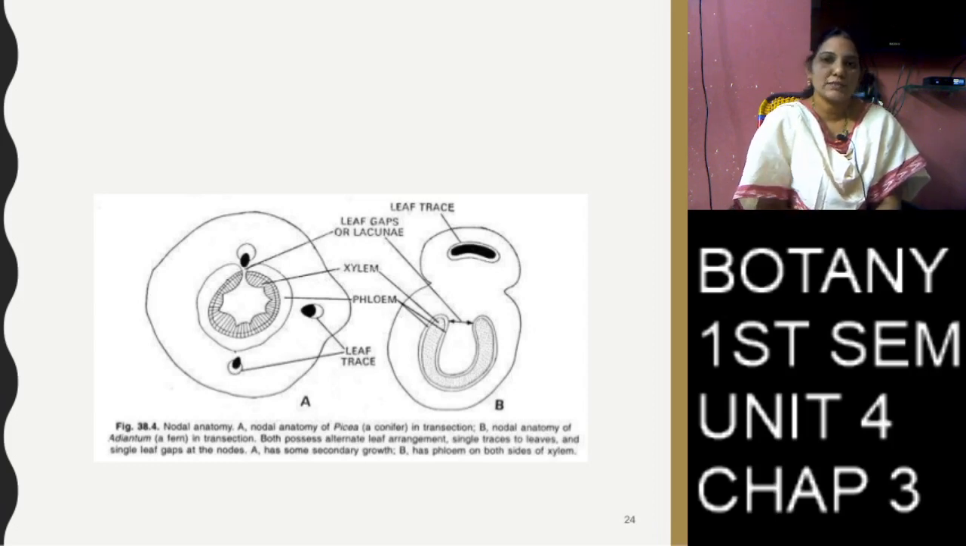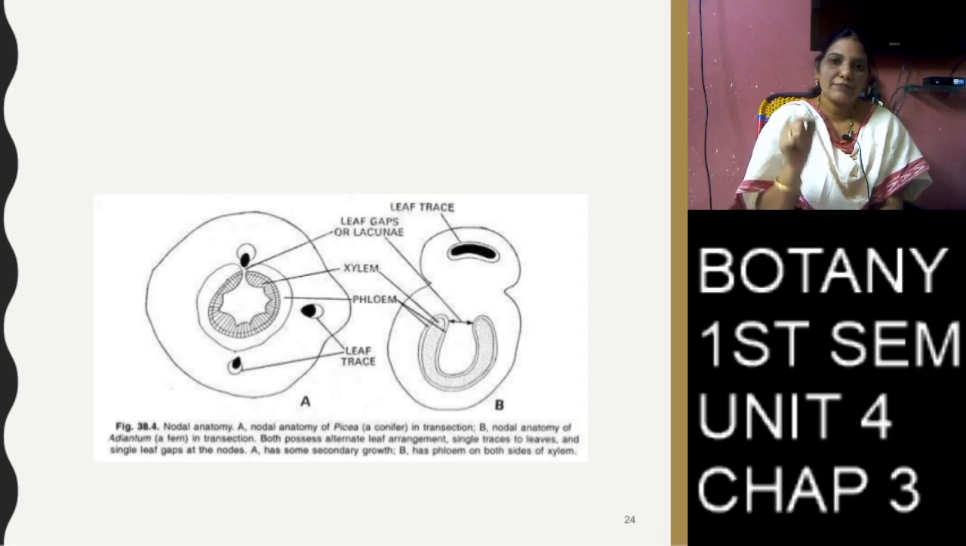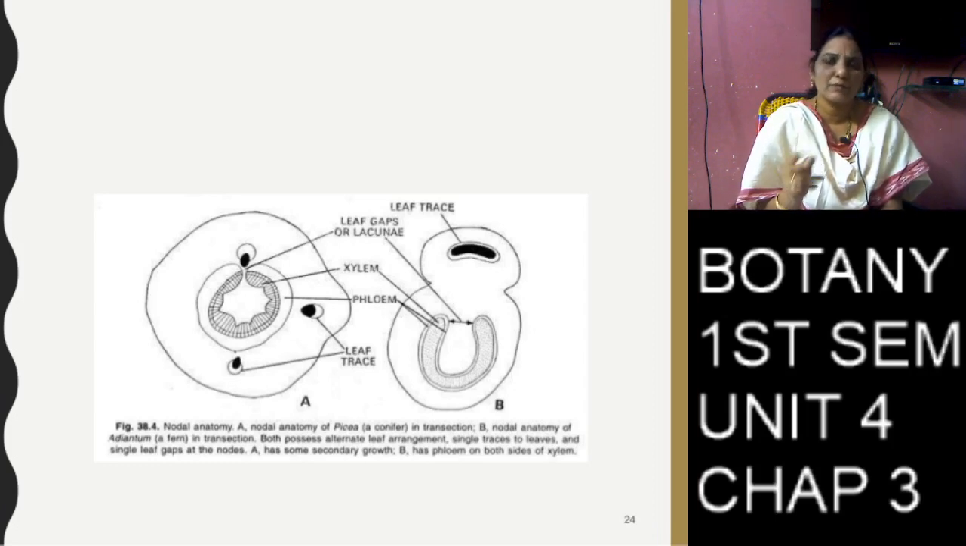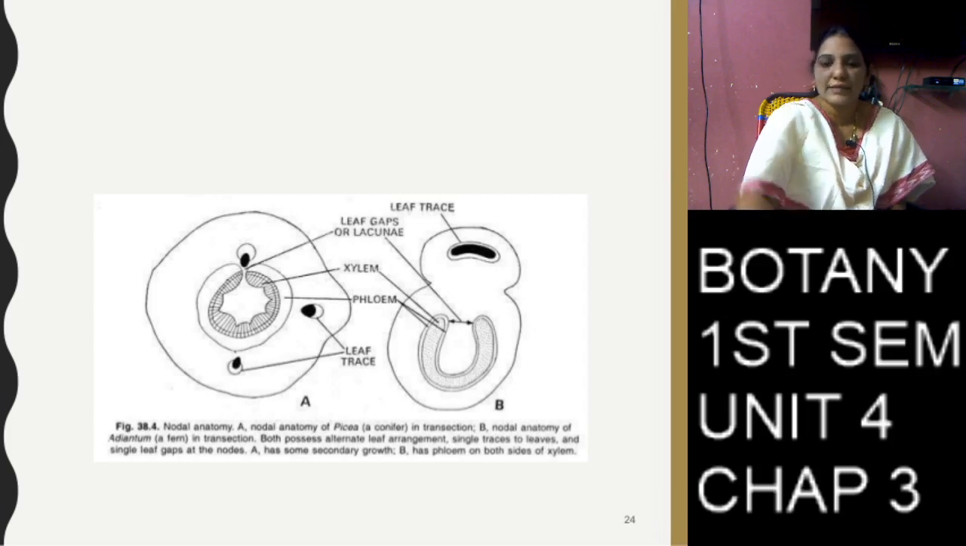The leaf trace is also present here. The leaf trace is present opposite the leaf gap. So here two new parts are there: one is the leaf gap, and another one is the leaf trace. The xylem and phloem form one leaf gap, and the leaf trace is present opposite to the leaf gap.